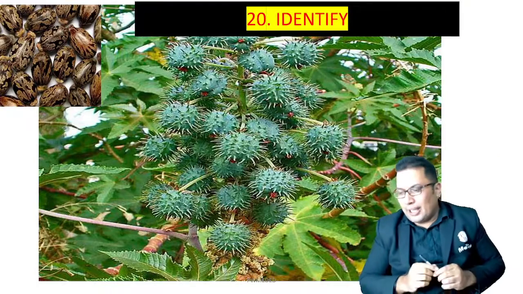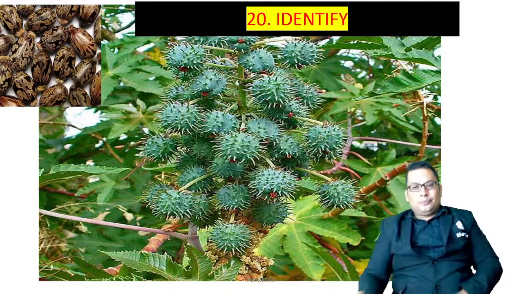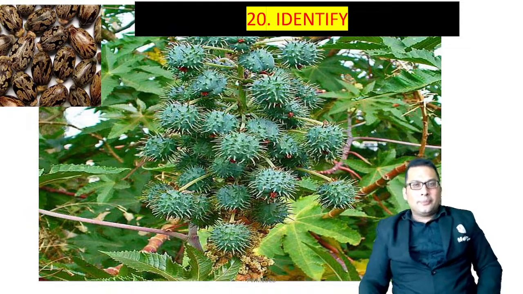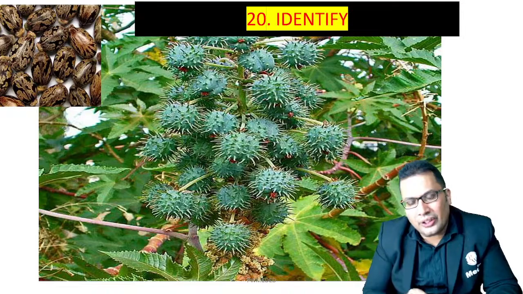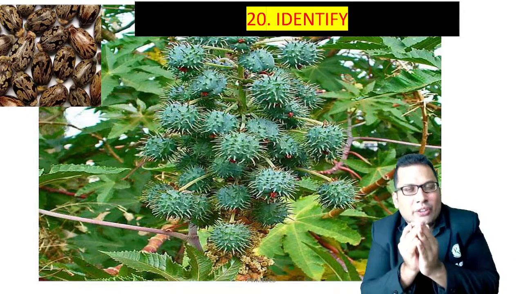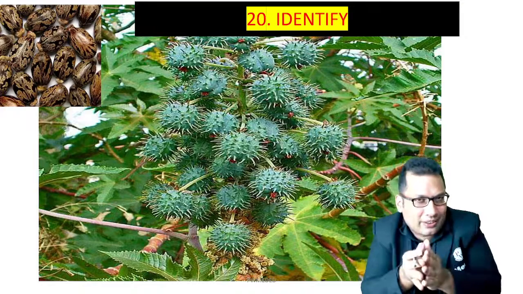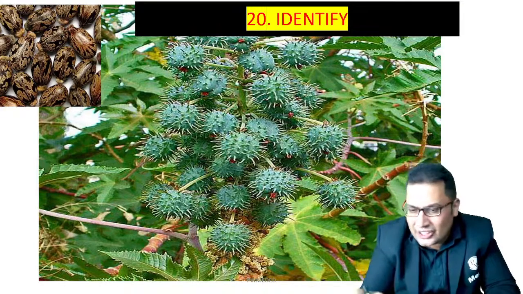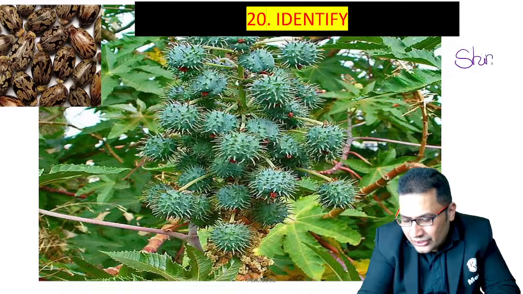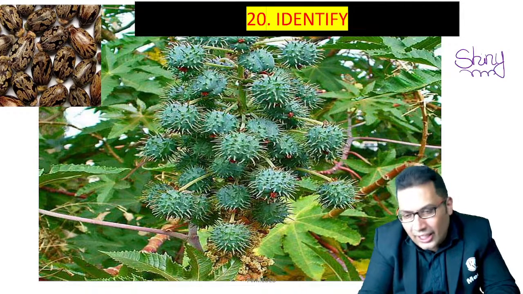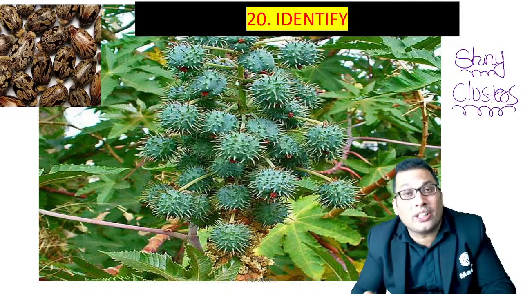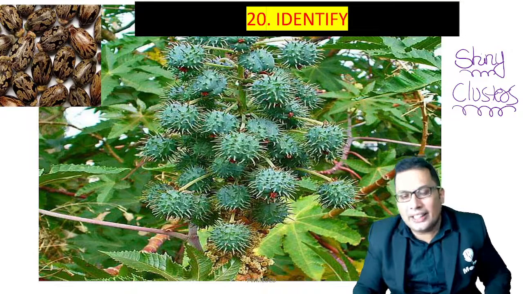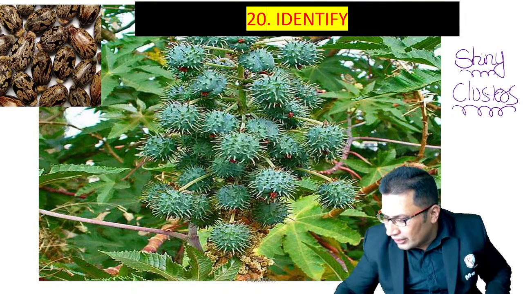Next question. Look at this plant. Try to identify this poisonous plant containing poisonous seed. Here the plant consists of fruit occurring in clusters, and the seeds are shiny. It is one of the agents of bioterrorism. What is the agent? Identify. Anyone can identify? Yes.